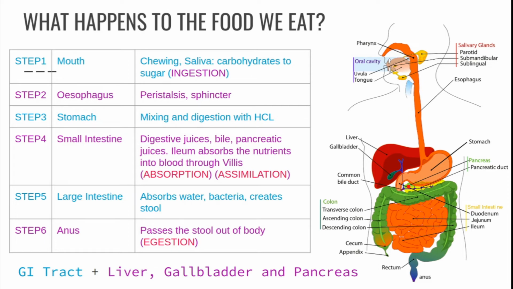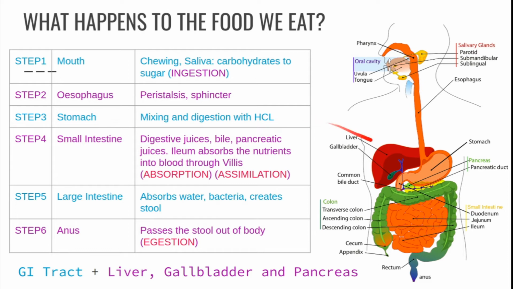Now, what does the stomach do? The stomach mixes and grinds the food it has taken in, and it also secretes the digestive juices and the hydrochloric acid, which helps in killing the bacteria. Whatever bacteria has come inside with the food, it kills all the bacteria and digests the food.